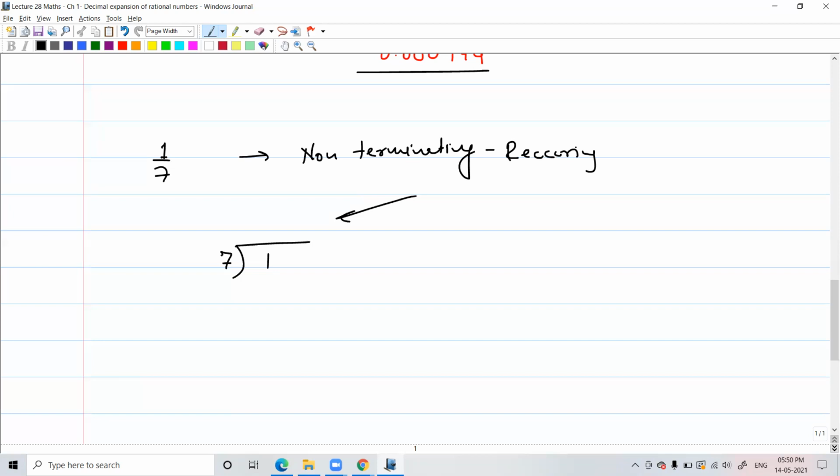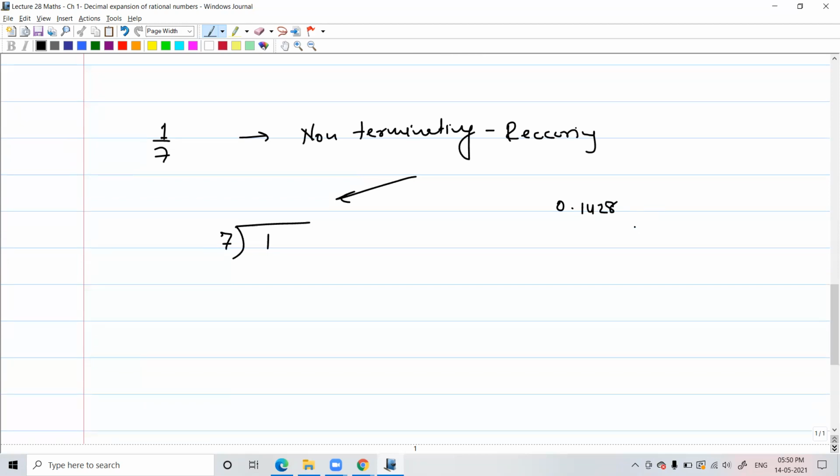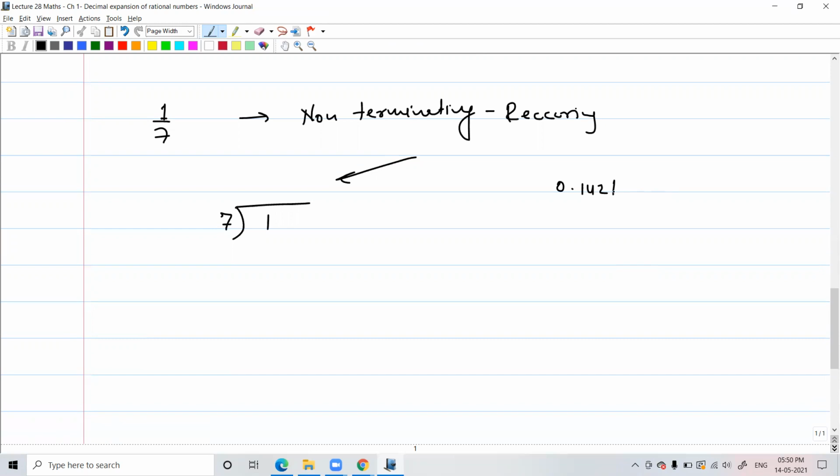Sir, I got 0.1421. 0.1428. Nitya, what about that? You were saying after that what? 0.1421, sir. 1, and then after that? Did it stop? Did it terminate? Or did you get a remainder 0? I got the remainder 0, sir.